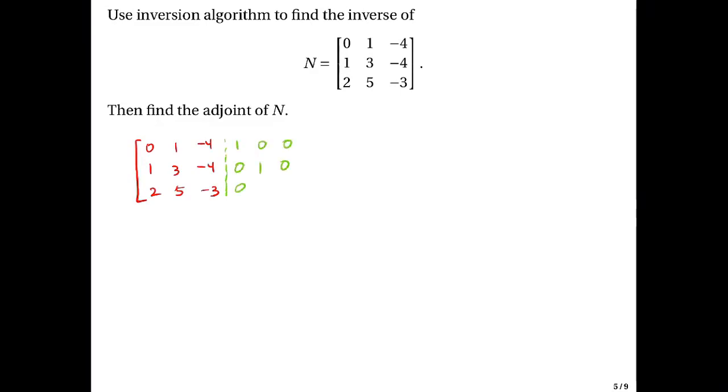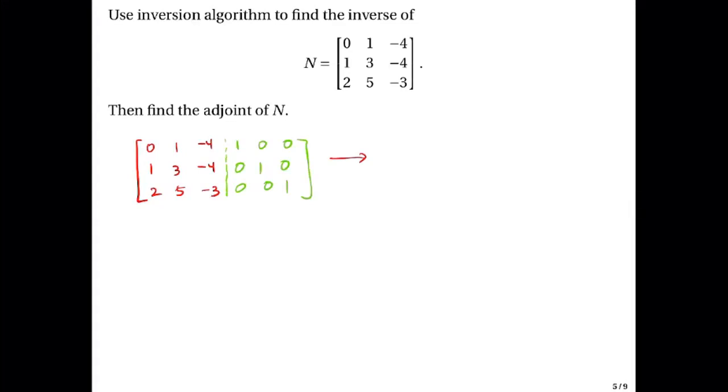So for the inverse, we copy the matrix on the left. We have 0, 1, negative 4, 1, 3, negative 4, 2, 5, negative 3, and we augment the identity matrix in here, 1, 0, 0, 0, 1, 0, 0, 0, 1. Then we find the reduced row echelon form of this new 3 by 6 matrix.